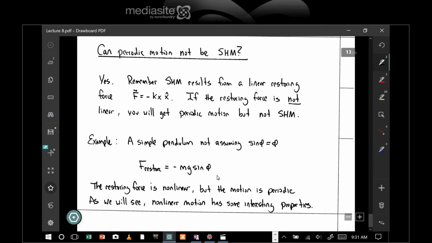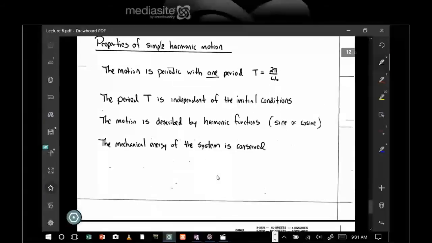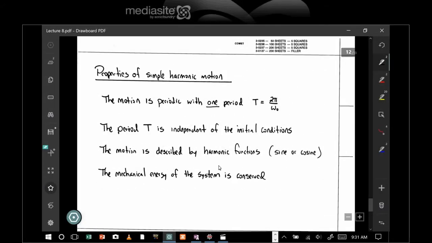We're going to study non-linear periodic motion. What's going to happen is you're going to get periodic motion, but we're going to have to throw out a lot of these things. First of all, there might be one period, or there might be two, or there might be multiple periods associated with the oscillation. We're going to see that for a nonlinear restoring force, the period is dependent on the initial conditions. The motion cannot be described by harmonic functions, but the mechanical energy is conserved, so that's a nice thing. Okay, so that's my introduction to simple harmonic motion.